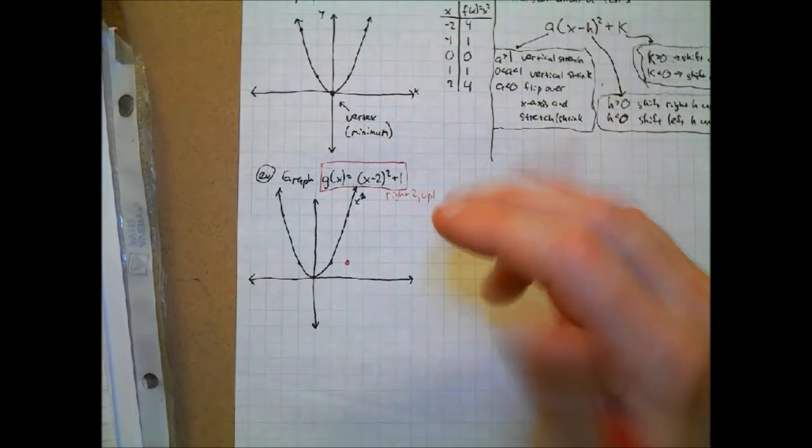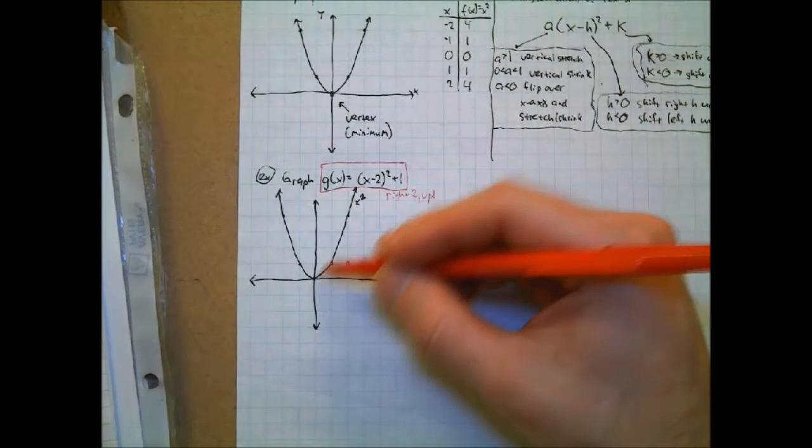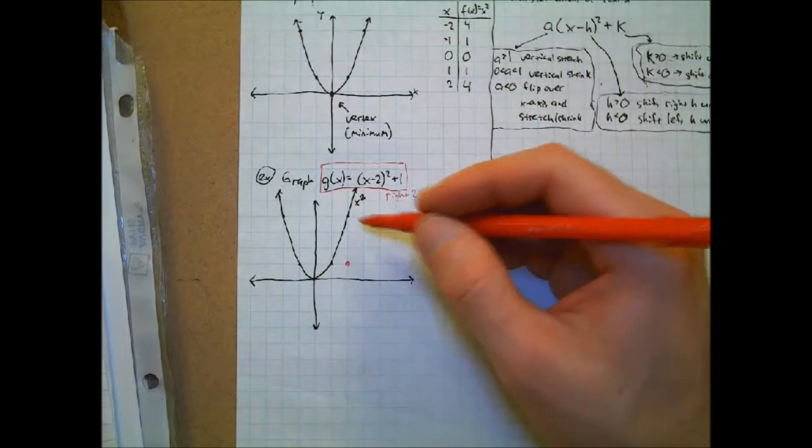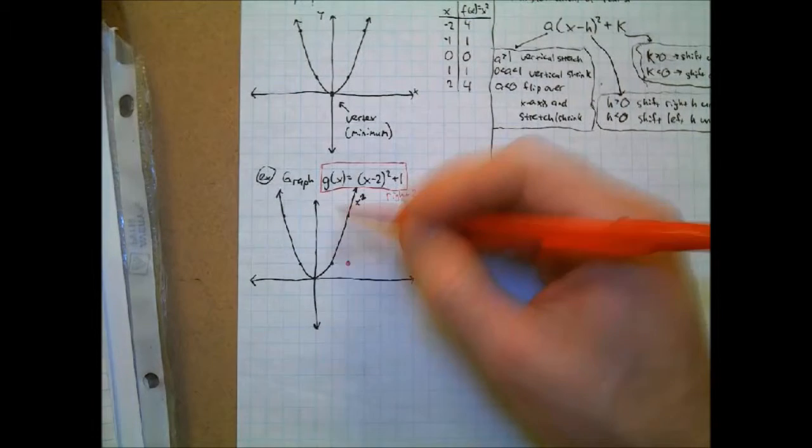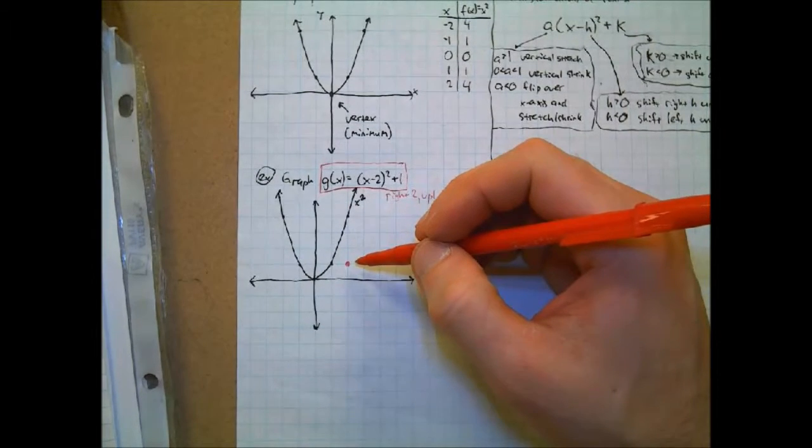Okay, but here we're not talking about lines, we have this curve. So how can we transform the rest of the curve? We got the vertex, how can we transform the rest of the curve? Well, you have a couple options.